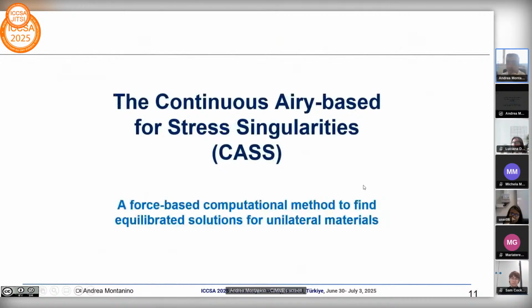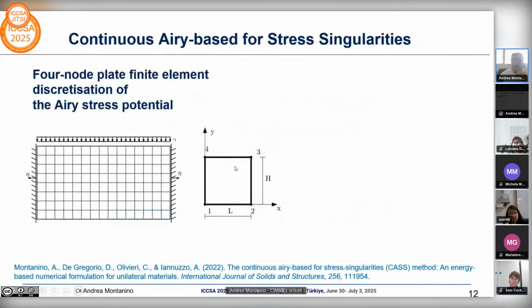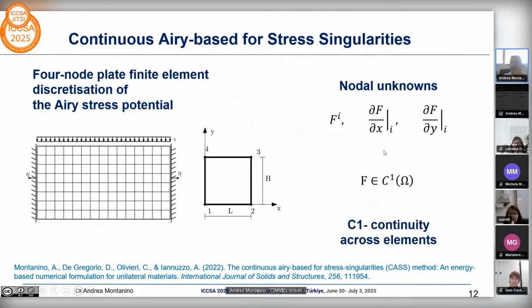Now I move to the introduction of the CAS method, which is, as said, a force-based approach. First, we consider a discretization of the domain into quadrilateral elements. In this case, I start from square or rectangular elements. Plate type elements, that is, nodes are provided with 3 degrees of freedom, the value of the reference function and its first derivatives, defining a C1 continuous method.